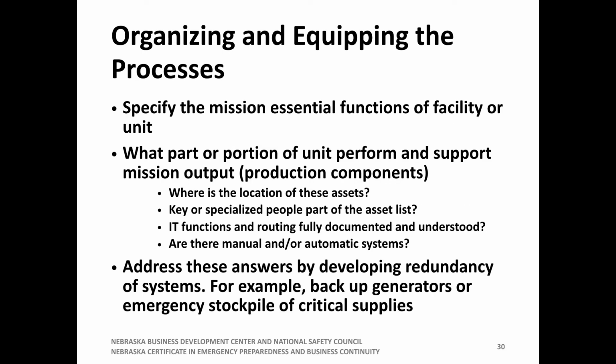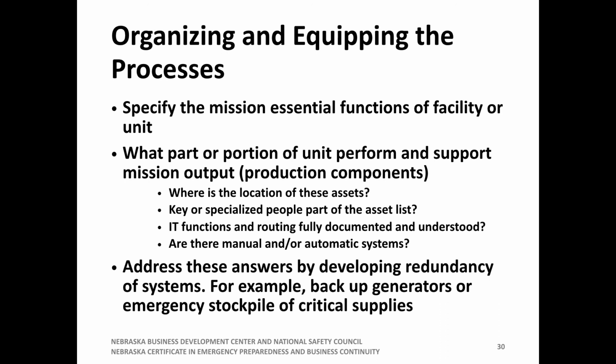The third category that the EOP, IAP must address are the critical processes that keep the business moving forward. These are the mission essential functions of the company and can be assessed by analyzing where they occur, who has the special knowledge, skills, or abilities to accomplish these functions, any information technology that is necessary for the functions, and any other automatic or manual systems that support their accomplishment.